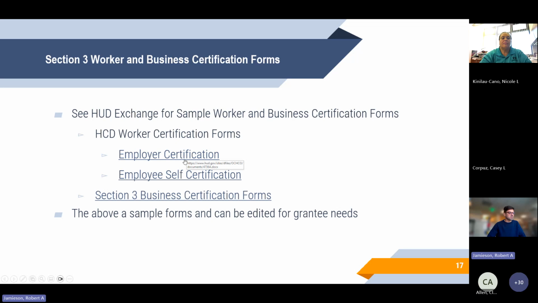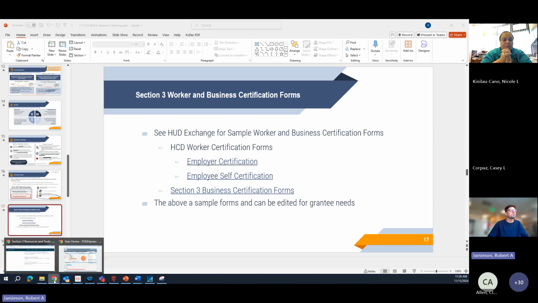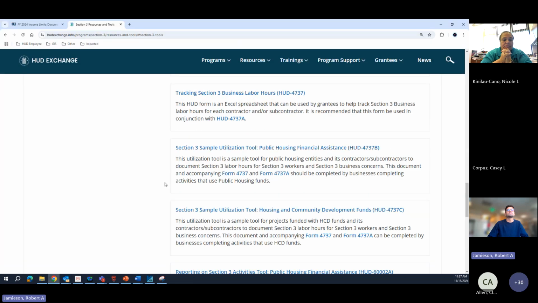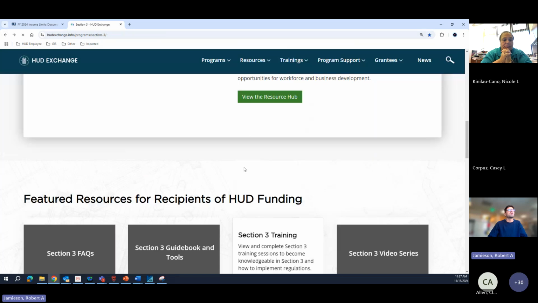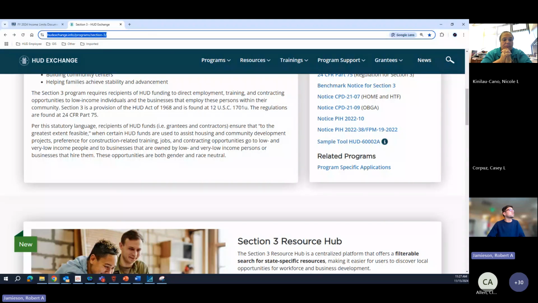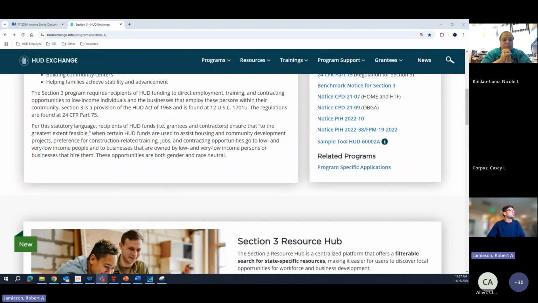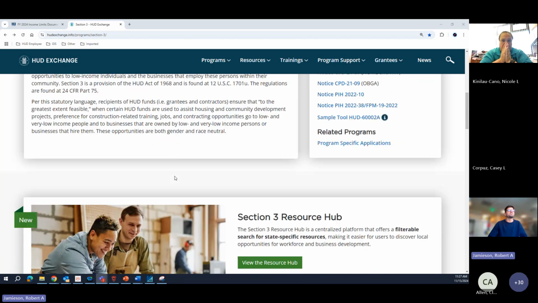So here again, I'll hop out quickly from this and show these forms. I think I have one up. Our HUD Exchange site. Sorry, I'm going to quickly go here. So here on HUD Exchange, let's go back one. And I'll share it in the chat quickly. This by far is the best resource I think we have for Section 3 here at HUD.